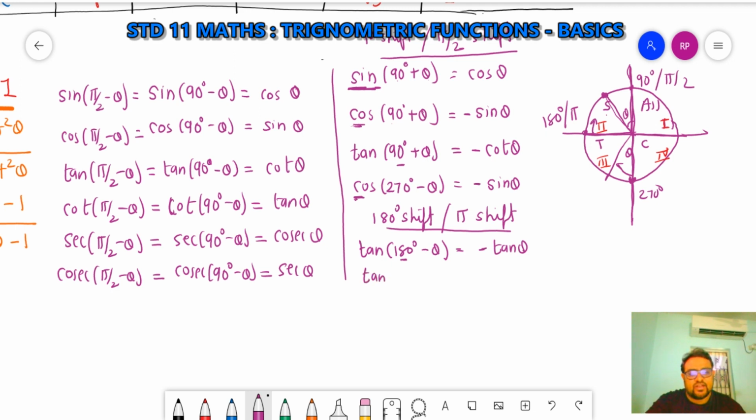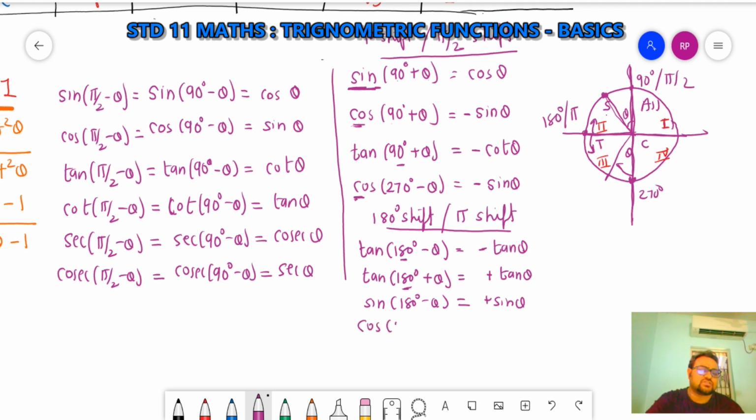But if it is tan of 180 degree plus theta, then again 180 shift, so tan theta. But 180 plus means going this way. Whenever it is plus, go anti-clockwise. Whenever it is minus, go clockwise. So this is the third quadrant. In the third quadrant, tan is positive. So this will be plus tan theta. Similarly, sine of 180 degree minus theta. 180, so sine theta. Now 180 minus is the second quadrant. In the second quadrant, sine is positive, so plus sine.